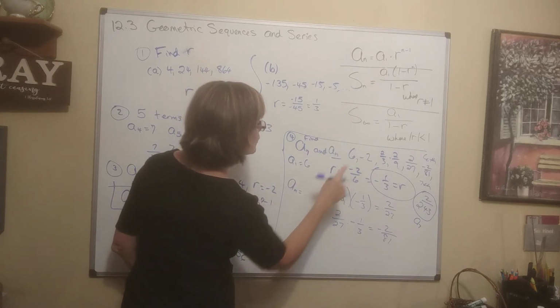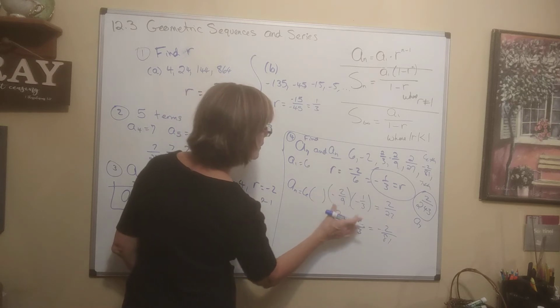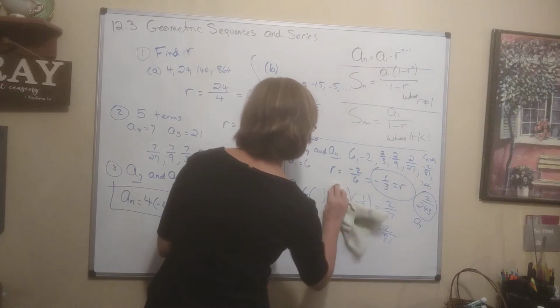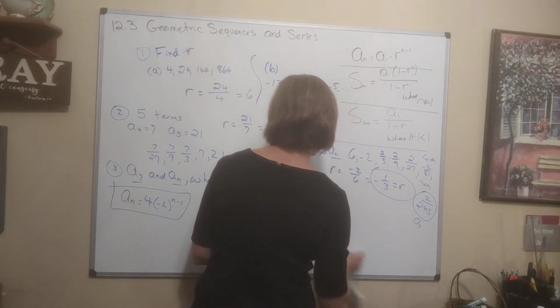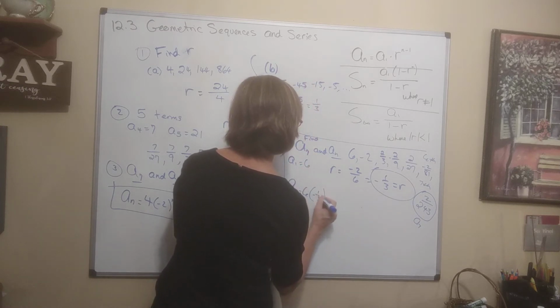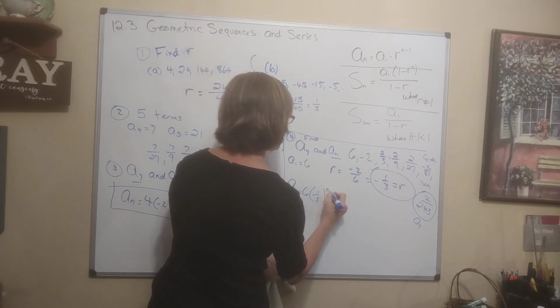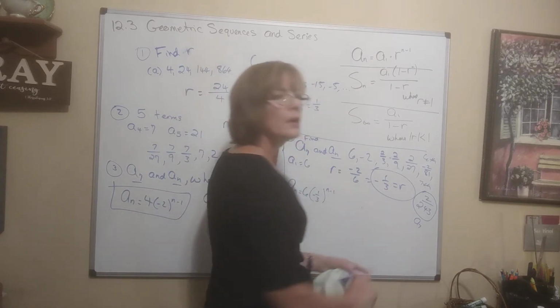a sub n is equal to a sub 1, which we know is 6, times r. What did we decide r was? We said r was negative 1/3. Okay, negative 1/3 raised to the n minus 1. This is how we would describe a sub n. So let's check our work.